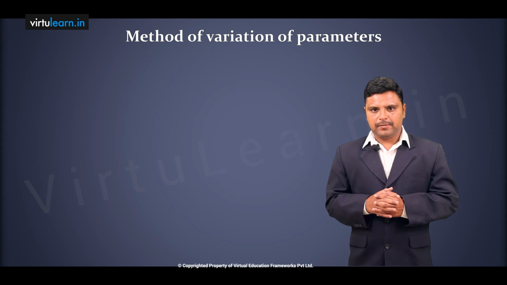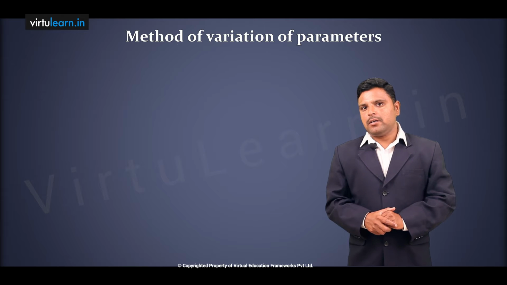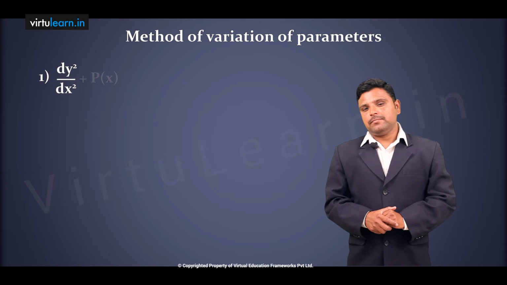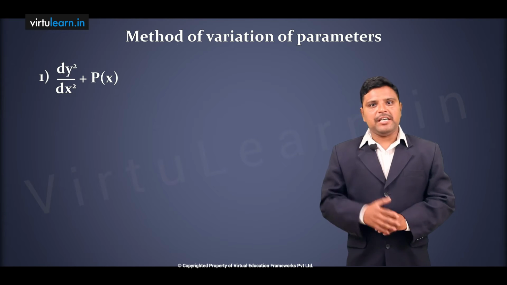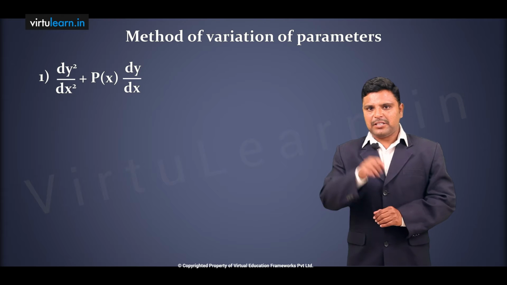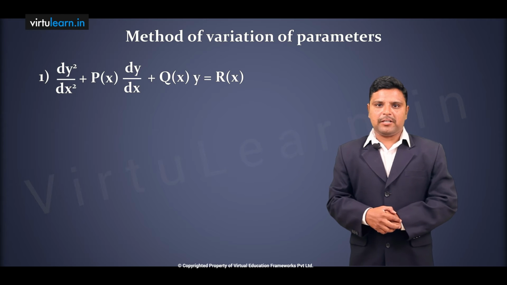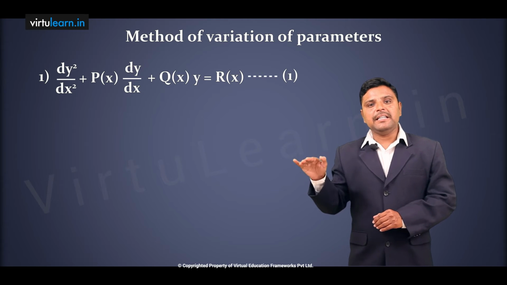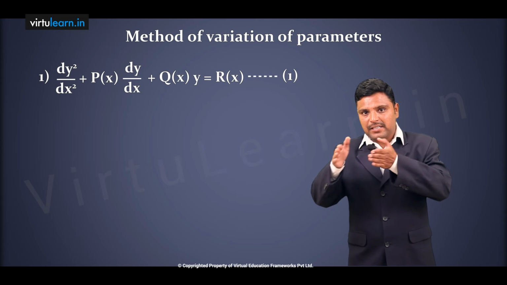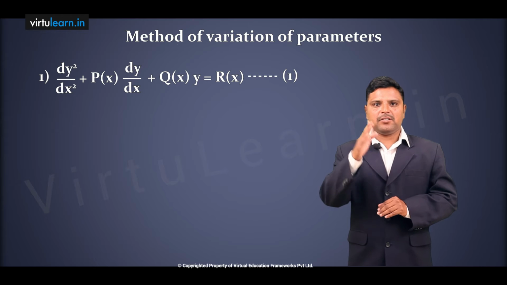Method of variation of parameters: the general form of the linear differential equation of second order is d square y by dx square plus p of x into dy by dx plus q of x into y equals r of x. This is p of x, a variable coefficient. This is nothing but a linear differential equation of second order with variable coefficients p of x and q of x. R of x is a function. These three functions, p of x, q of x and r of x, are continuous functions.